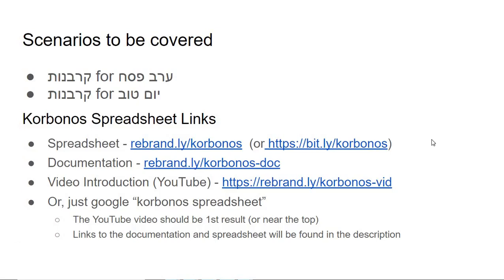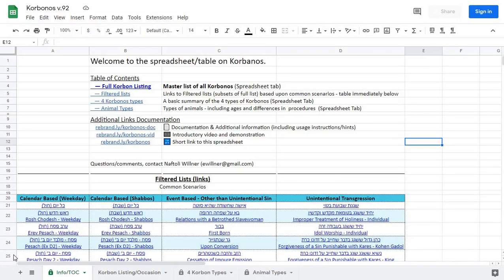So now we are in the Korbonos Spreadsheet, and the table of contents is the full Korbonos listing, which is the detail on the next tab. We'll go into there shortly, and the filtered lists and a couple of other tabs, which the full instructional video will describe in more detail, the 4 Korbonos types and the animal types, and the additional links and documentation.